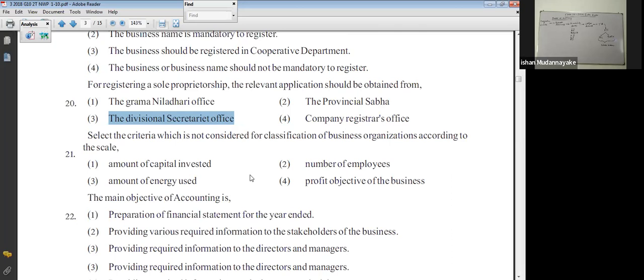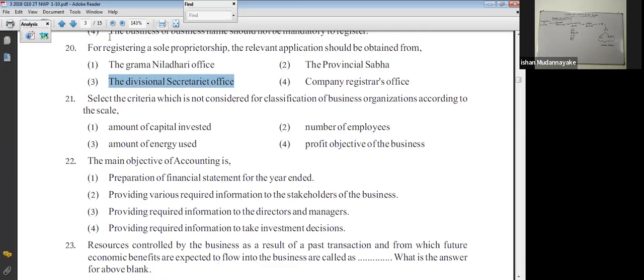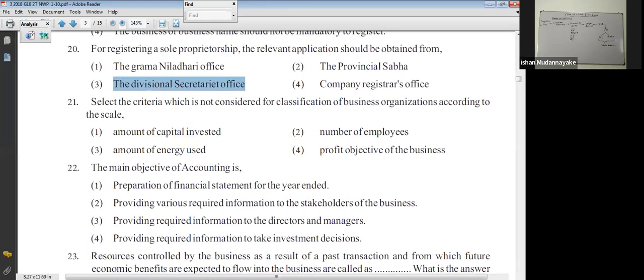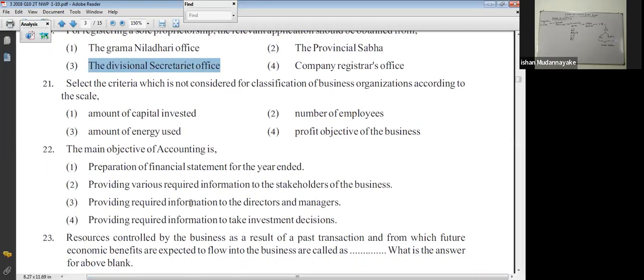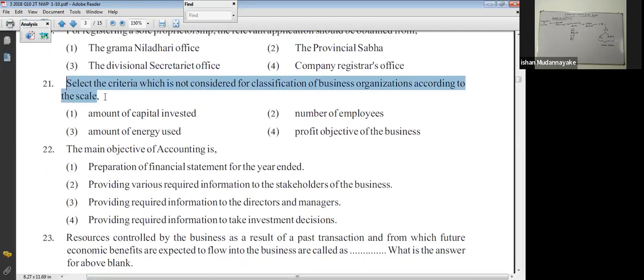Right, now we will move to question number 21. Look at question number 21 and get the answer. Select one: the criteria which is not considered for classification of business organization.